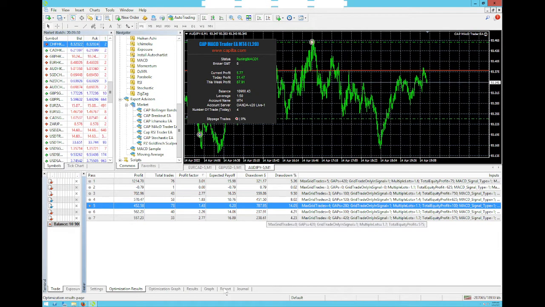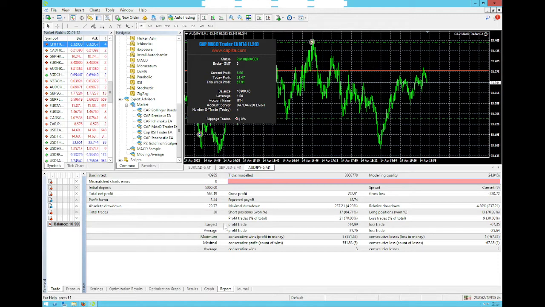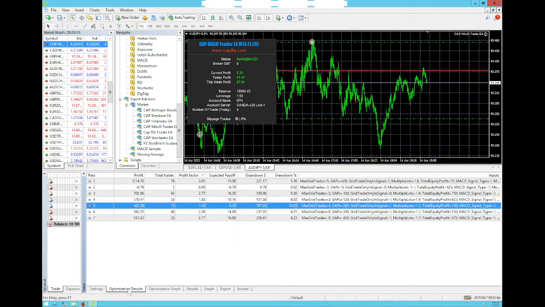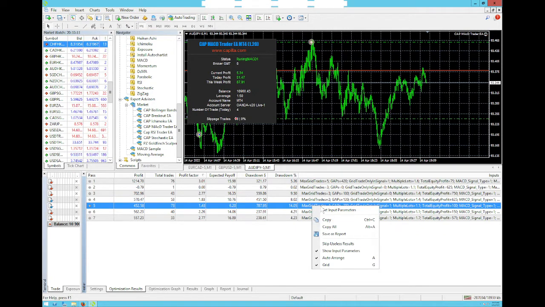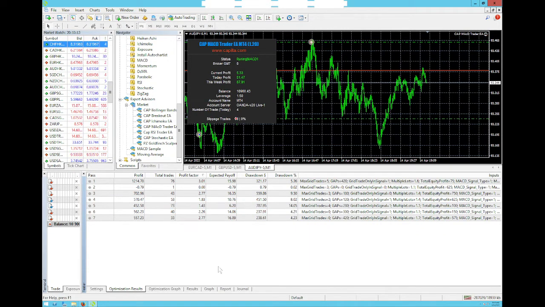You find it higher than your actual profit factor, because you want it to be better, not worse every time you make changes, right? You want to keep paying attention to these total trades. So once you find a good one, go ahead and right click and do the set input parameters, it'll automatically move it to your expert settings, expert properties.